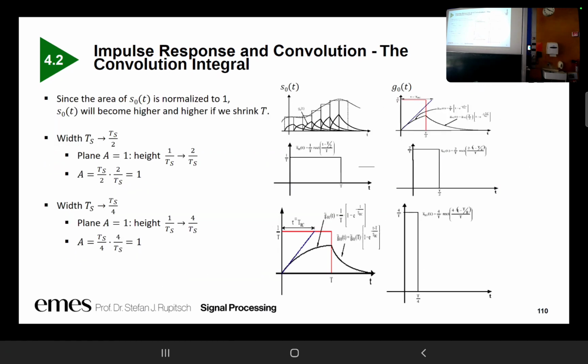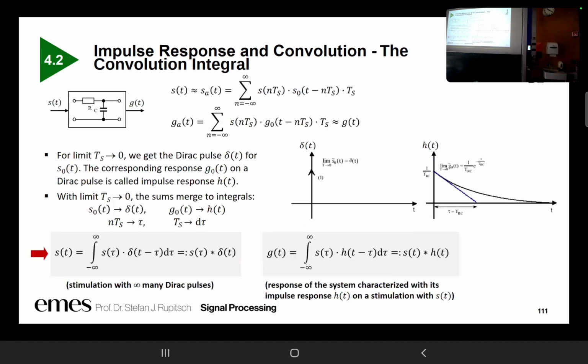Then let us continue. Here we can see this again. What happens? We have the width of the rectangular pulse. If we reduce it by the factor 2, then the height has to be increased by the factor 2. And also, if we have a scaled version by the factor 4, we have to increase the height of the pulse accordingly. This is pretty simple.